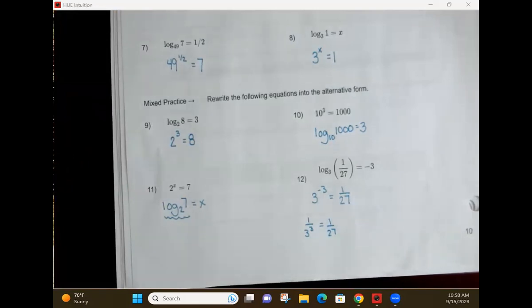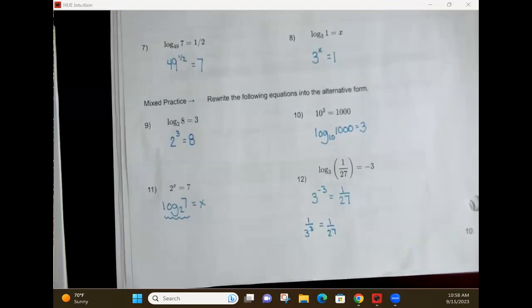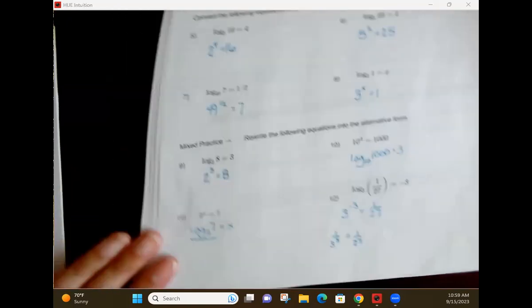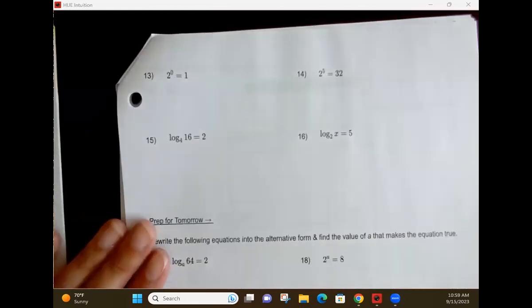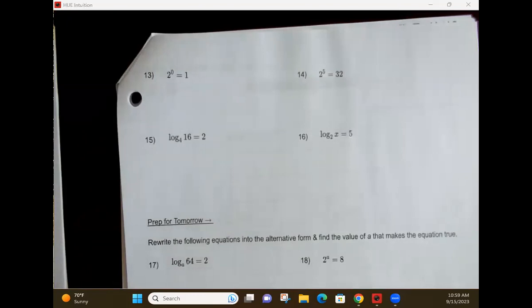On the next page, I want you to try the top 4 problems, 13 through 16. Try those right now. Try the top 4 problems on page 11. Again, if it starts with a log, you should have your final answer as an exponential equation. If it starts with an exponential, your final answer should be a log.